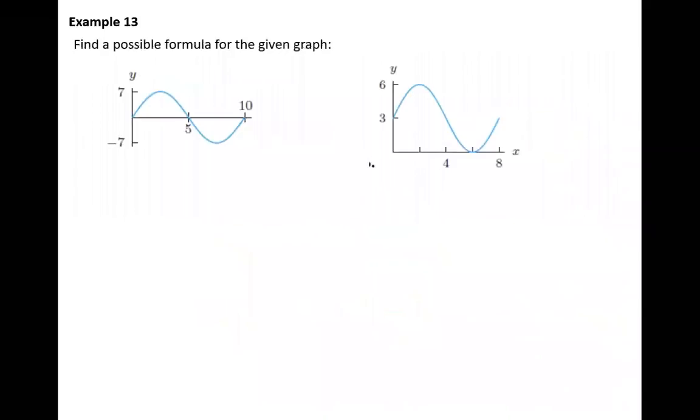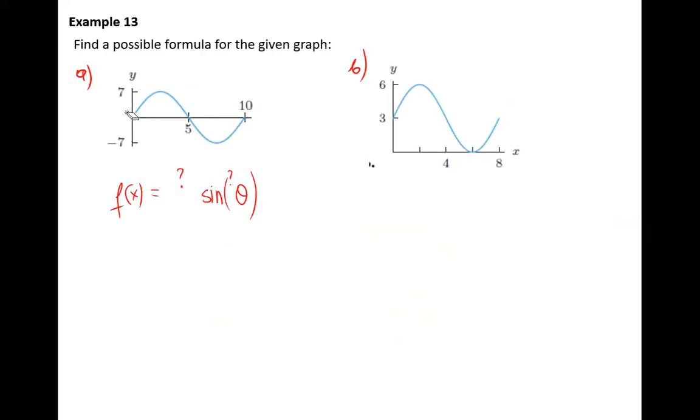Another question. Find a possible formula for the given graph, and we have 2 graphs, A and B. Okay, first of all, do you think it's sine or cosine? Do you recognize, possibly? Always when we start at 0, 0? Yeah, what's the function? Let's name the first one. It's sine. Okay, that means it's sine theta, but I still need the amplitude, the quantity B.